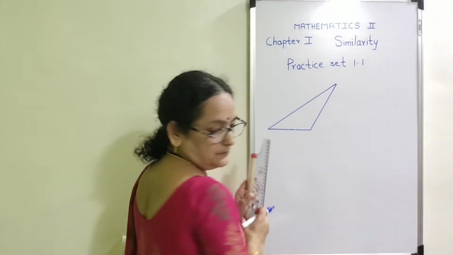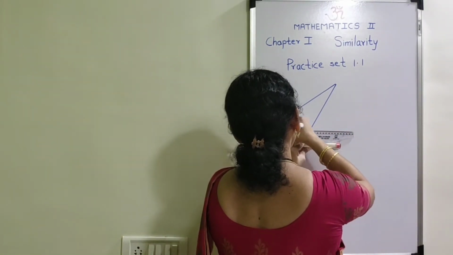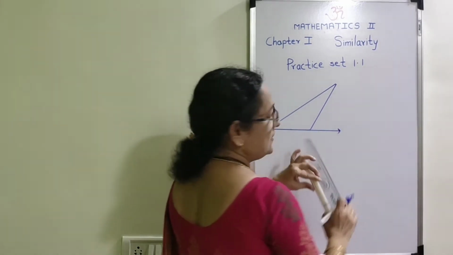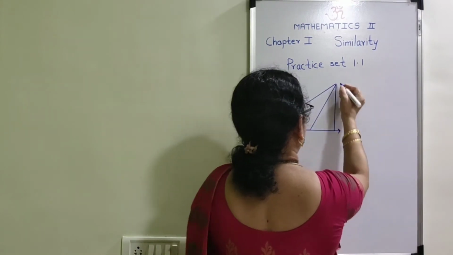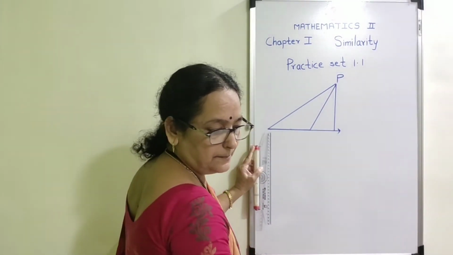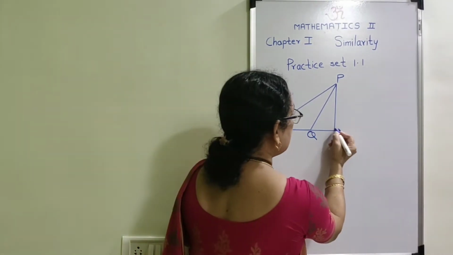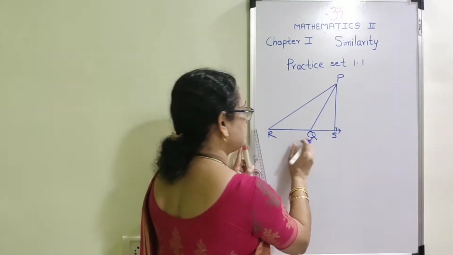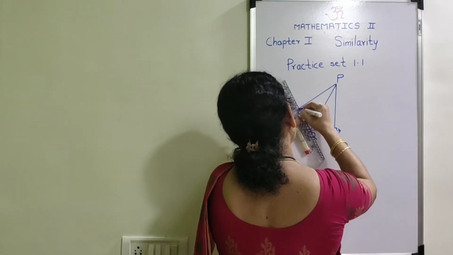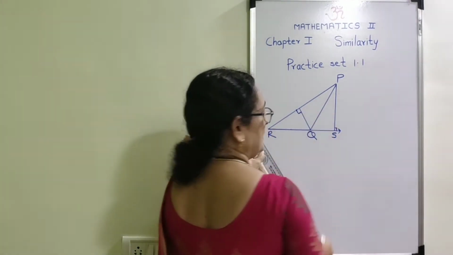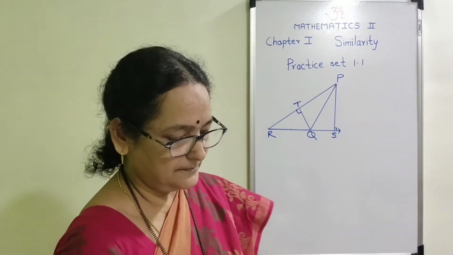This is the main figure, and they have mentioned the height of the triangle in two different ways. First of all, they have given a perpendicular from vertex P. The triangle is PQR, and segment PS is perpendicular on base QR, as well as they have given the perpendicular from vertex Q on base PR, and this is segment QT. Now read the given example.